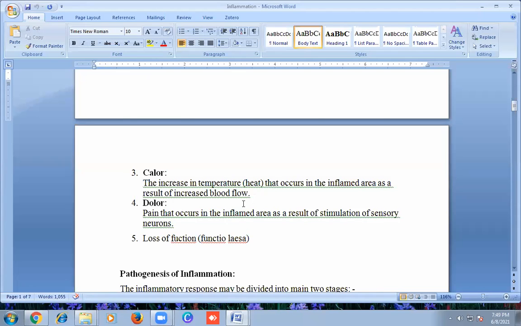And dolor means what? Pain. Due to that causative agent, due to that swelling, you will feel pain. Pain that occurs in the inflamed area as a result of stimulation of the sensory neurons. Why is there pain? Because of the sensory neurons, isn't it? Then loss of function. Sometimes there may be loss of function.